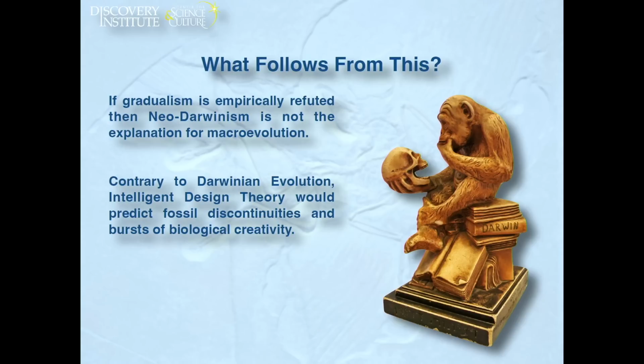And we know that the activity of a conscious, intelligent agent would predict discontinuities, would predict bursts of biological novelty and creativity, and therefore I would suggest intelligent design as a better explanation for the fossil record. It's not just we're showing that evolutionary theory has a problem, it's a positive case for design as well.